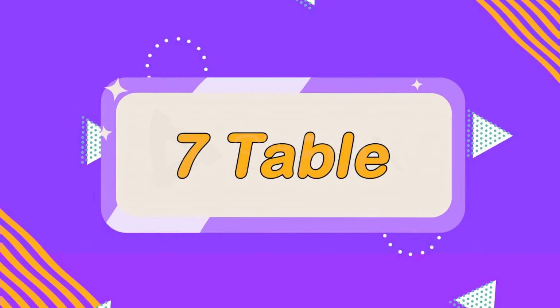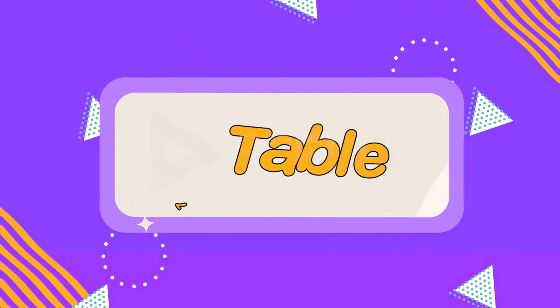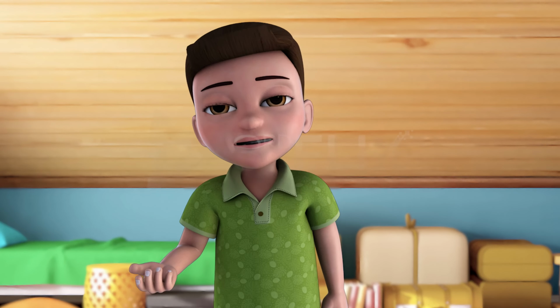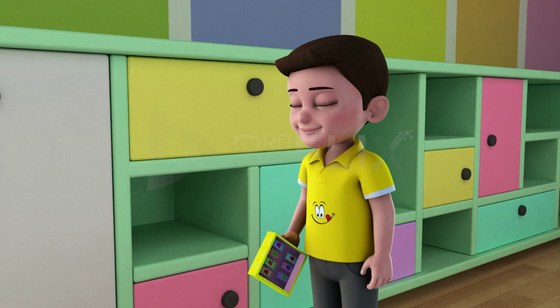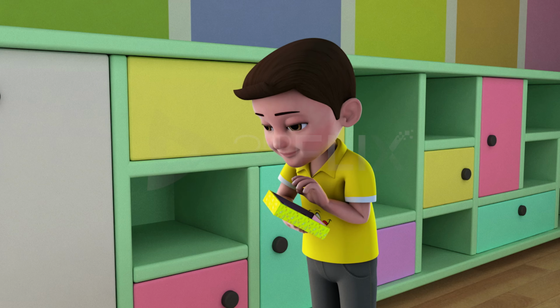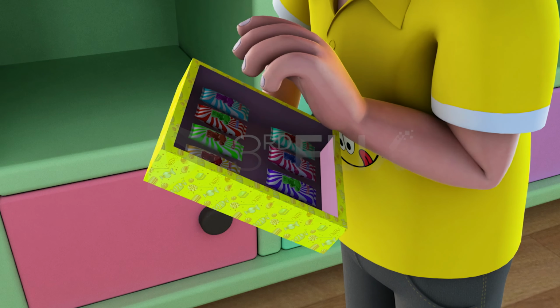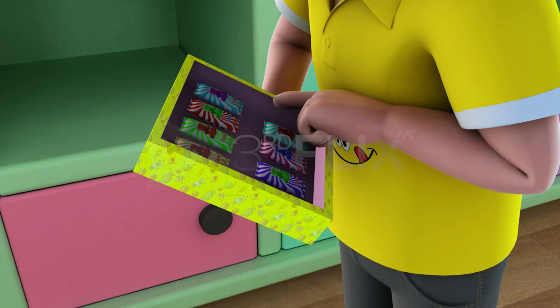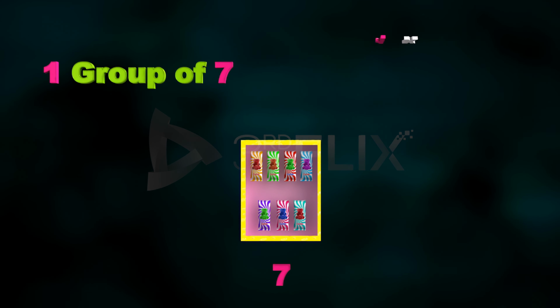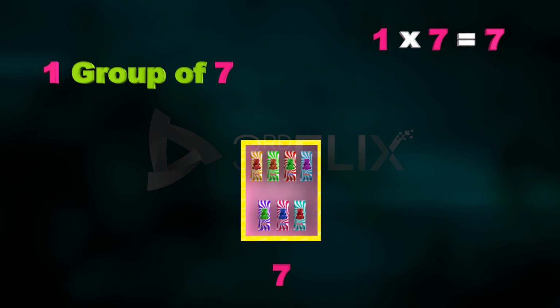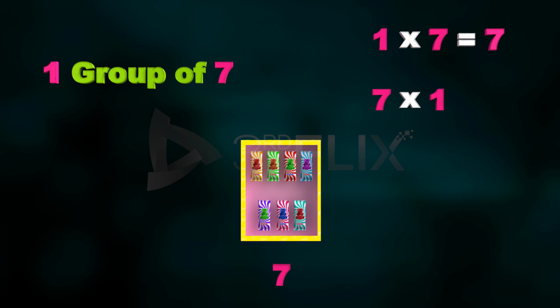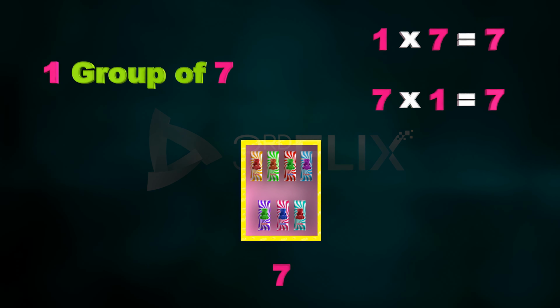7 table. Let us learn the 7 table. Ronnie started counting candies to distribute in his class for his birthday. One pack has 7 candies. One group of 7. 1 into 7 is equal to 7. 7 into 1 is equal to 7.